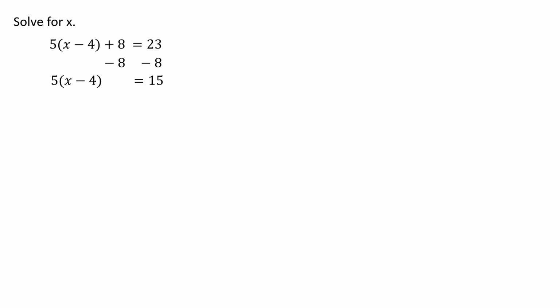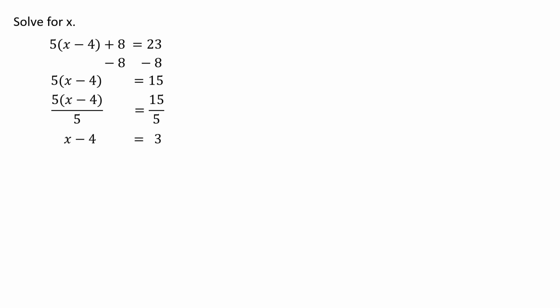Notice the 5 times x minus 4 just falls straight down. The equal sign falls straight down. 23 take away 8 is 15. Outside the parentheses, I now see multiplication. So I'll undo that multiplication with division. I'll divide both sides by 5.